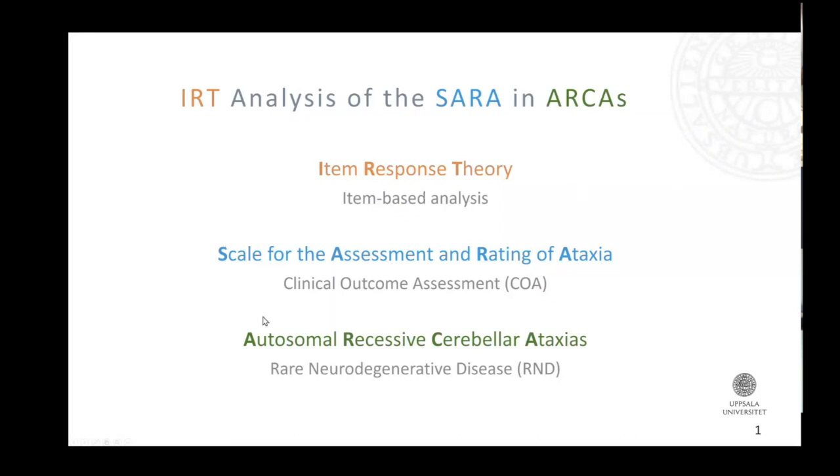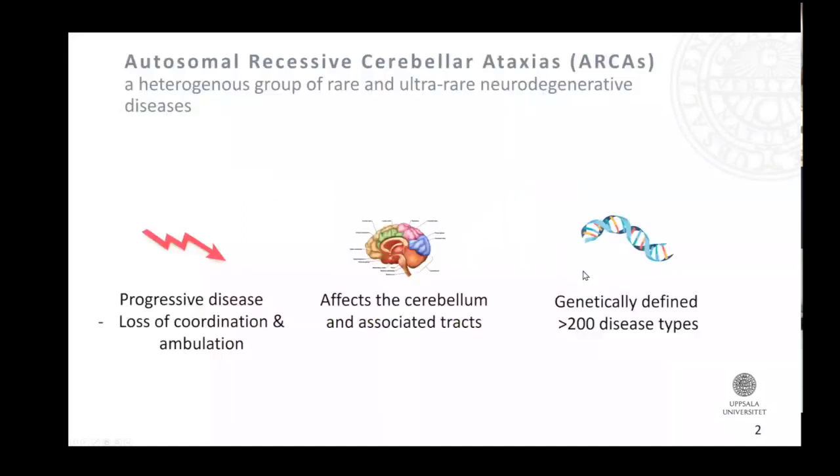So SARA is the scale for assessment and rating of ataxia. So that's the clinical outcome assessment. The autosomal recessive cerebellar ataxias, the ARCAs, are a progressive disease which initiates with loss of coordination and then also ambulation. And this is caused by cerebellar disabilities, and it's a genetically defined disease with more than 200 genetically unique origins of this disease having been found.